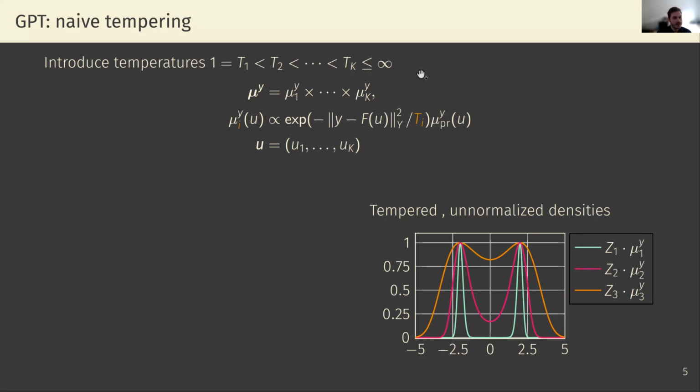Again, here the idea behind introducing these tempering parameters is that as T grows higher and higher, the density associated to mu^yi becomes flatter and flatter, as you can see here. So for temperature 1, we have very well separated peaks, and as we increase the temperature, the density becomes flatter and flatter, and as such, it becomes much easier to explore with a localized type of proposal.